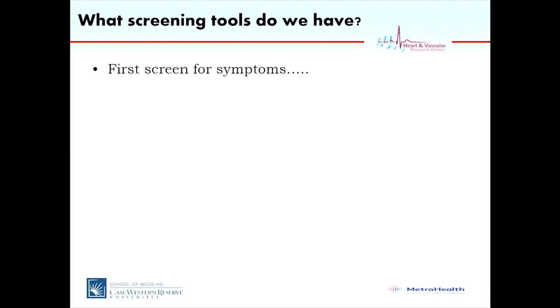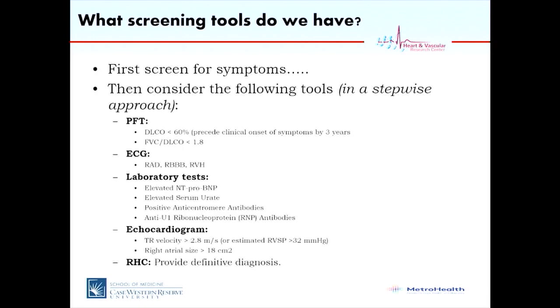What tools do we have? First, we have to look for symptoms, because as you see, the symptoms can be nonspecific. Patients are asymptomatic, but with further history, there is fatigue sneaking in. There is some dyspnea, some exercise intolerance, and so on. So once we find the symptoms, or for scleroderma specifically, before we find the symptoms, we go in a stepwise approach as far as screening.